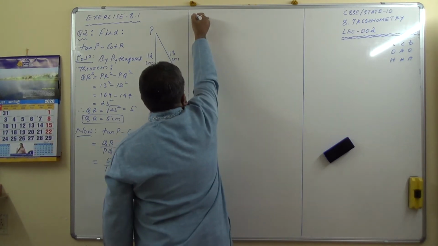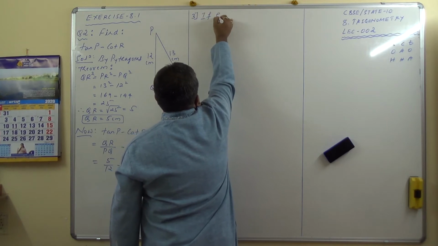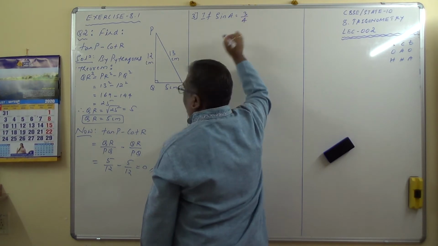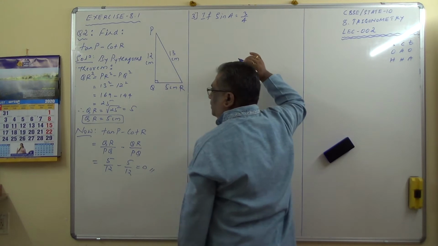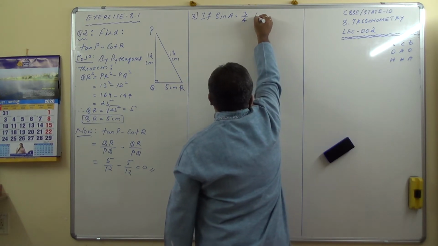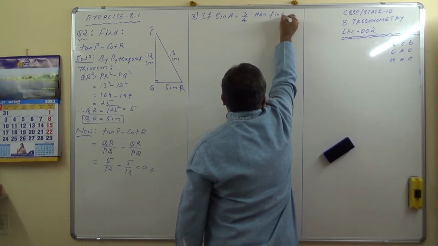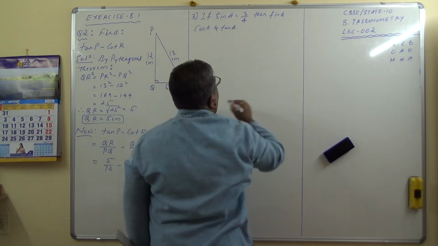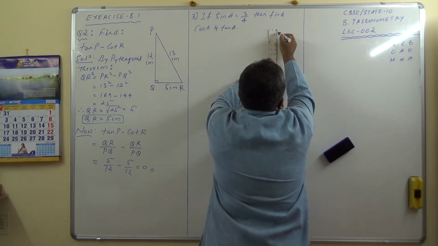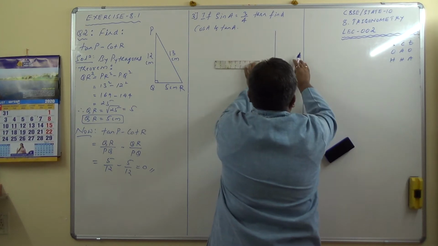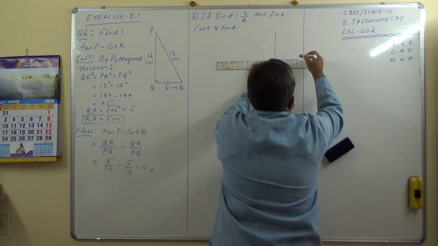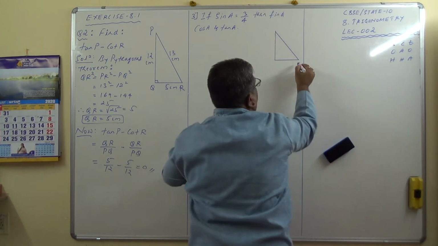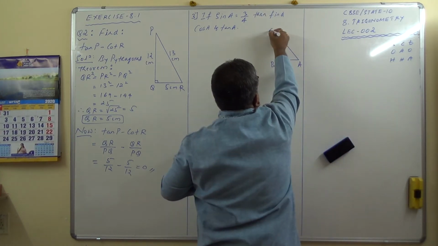Third question goes like this. If sin A equals 3 by 4, then find cos A and tan A. So let us start the diagram here. Very important. A is the reference angle, and therefore what I will do here is make A an acute angle. So this side A I will make, B is right angled, C.